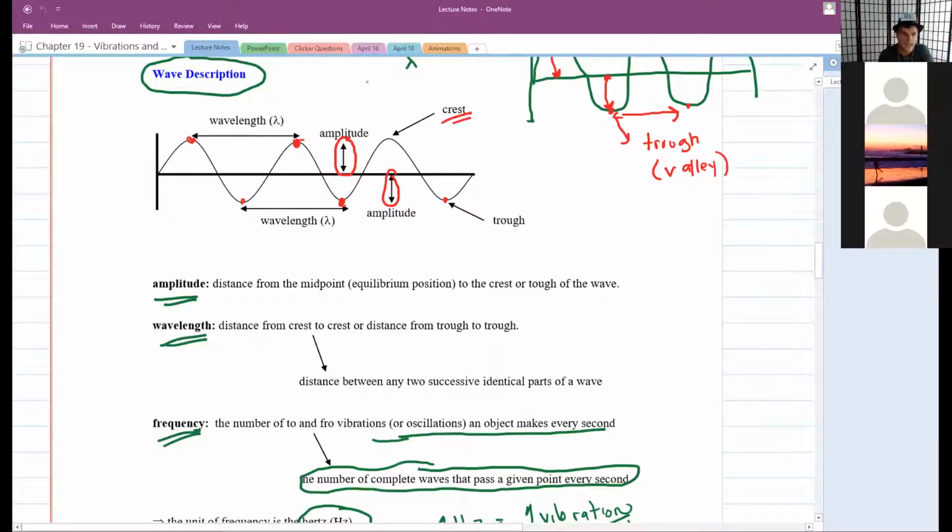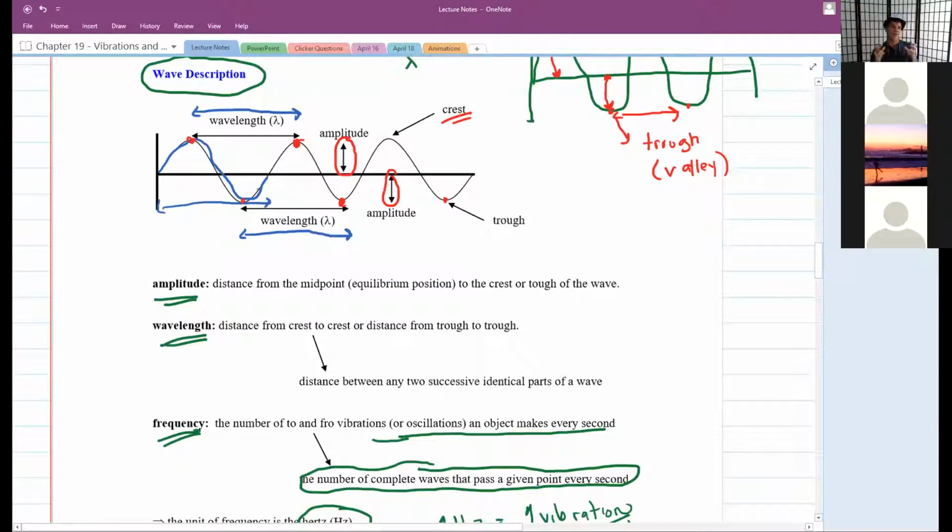So wavelength, in a sense, is how long the wave is. We measure the wavelength from either the highest point to the next highest point, so crest to crest. You can measure the wavelength from lowest point to the next lowest point, which would be trough to trough. Or a wave is also one complete up, down, and back motion. So this would also indicate the wavelength.